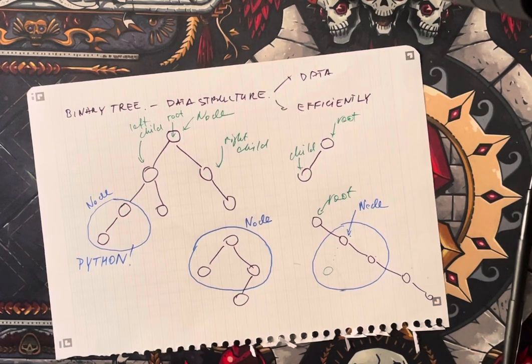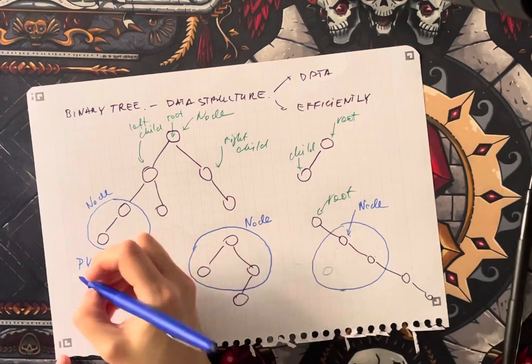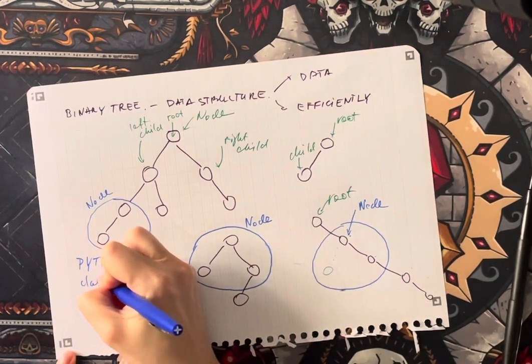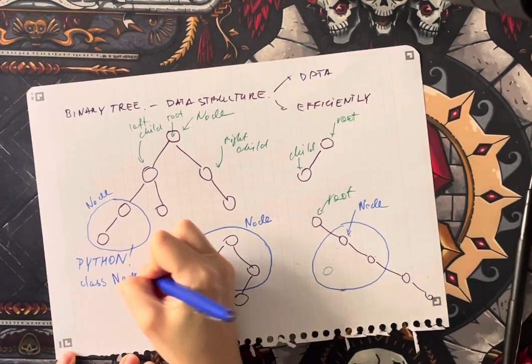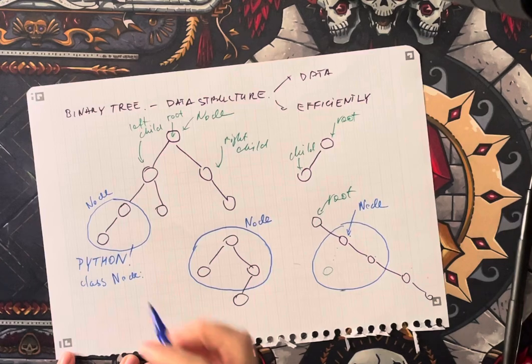So basically the question is, how do we efficiently express this concept in Python or in any other programming language, but I will stick to Python for this. Well, let's just create a class for node. We'll have class Node. And this class will have two fields.